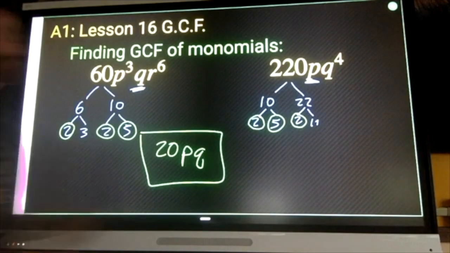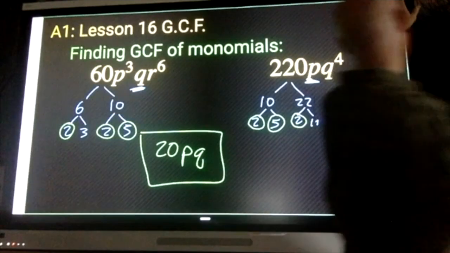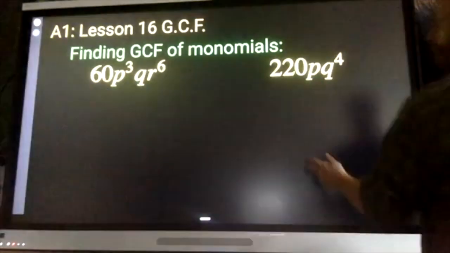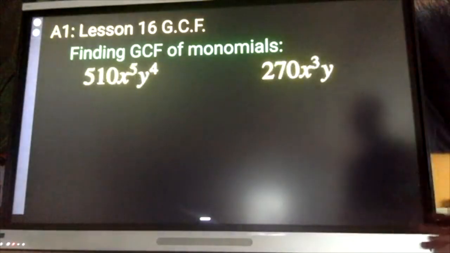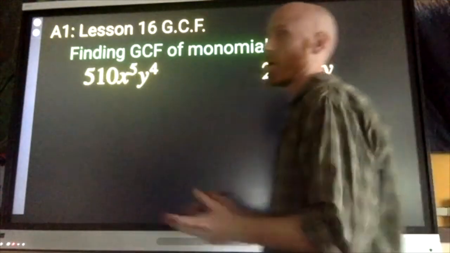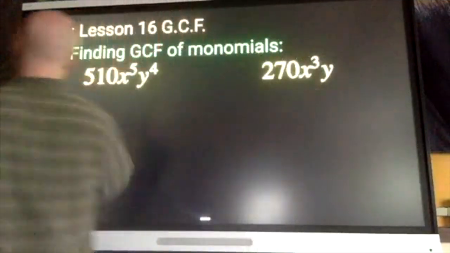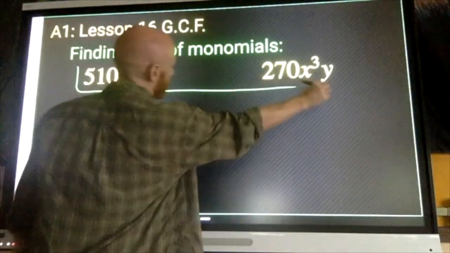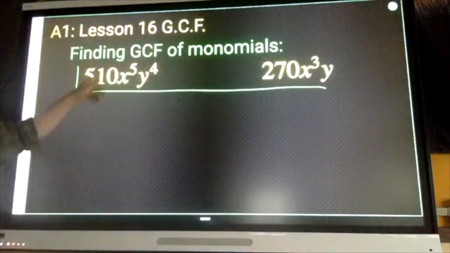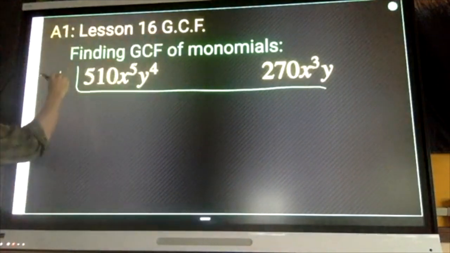I'll do another example just like it. All right, this time we'll use what I call the upside down cake method. So, I know 10 divides both of these.